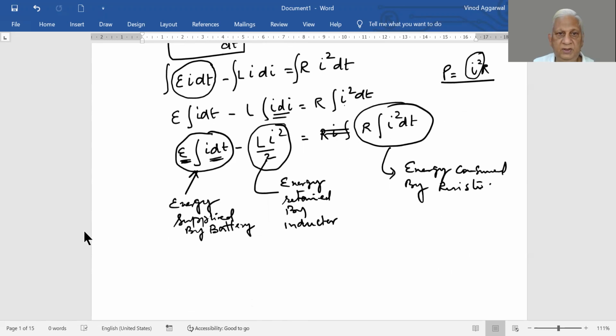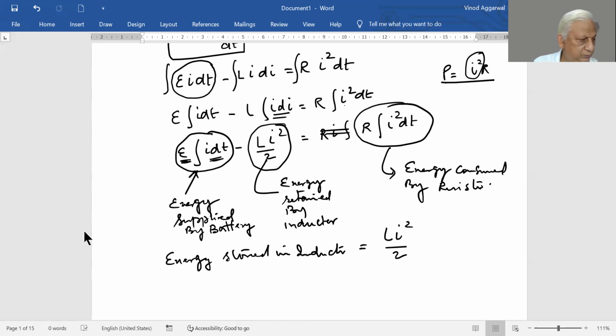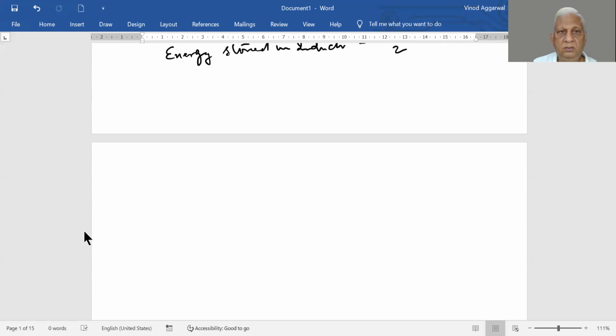So if you look at this expression, the energy stored in the inductor is L I square by 2. Similarly, can we find out the energy stored in a solenoid? Why not?